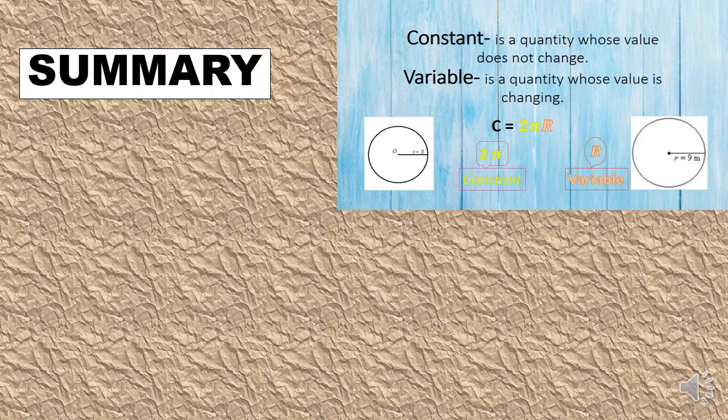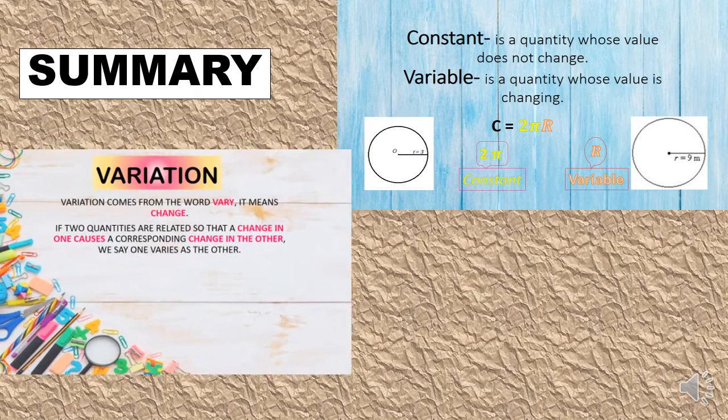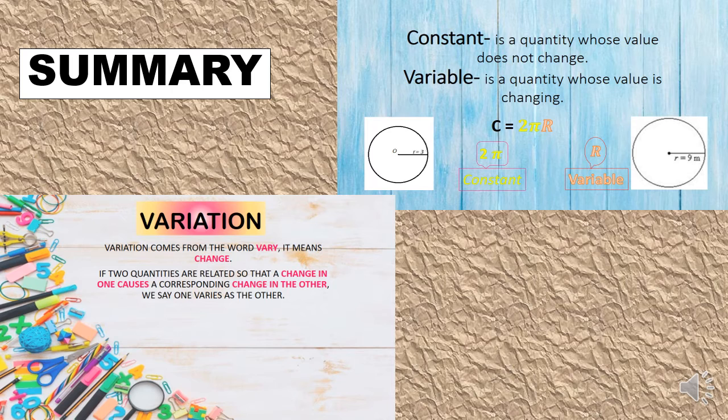I hope you all understood the topic direct variation. Let us just summarize the topic. So first we started with constant and variable. A constant is a quantity whose value does not change, and a variable is a quantity whose value is changing. Second, variation. What is variation? Variation comes from the word vary. It means change. If two quantities are related so that a change in one causes a corresponding change in the other, we say one varies as the other.